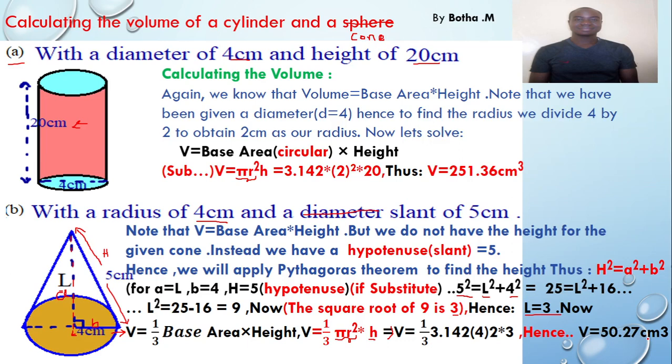In this case we were not given the height. Now in a case where you are given the height of the cone, you can just go direct. You can start by calculating the base area, which is the area of a circle, and simply multiply by the height. But don't forget to multiply by 1/3, which is part of the formula for the volume of a cone or pyramids.